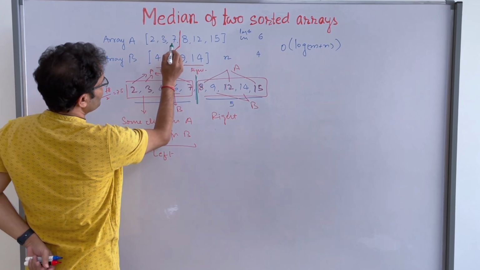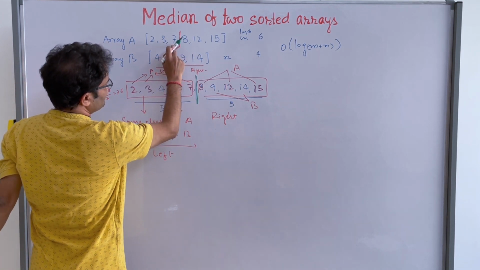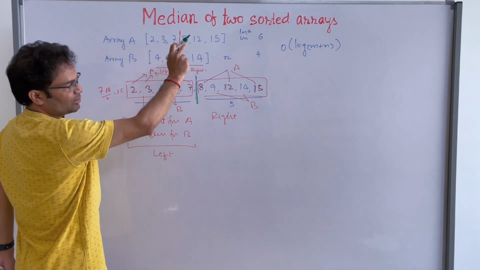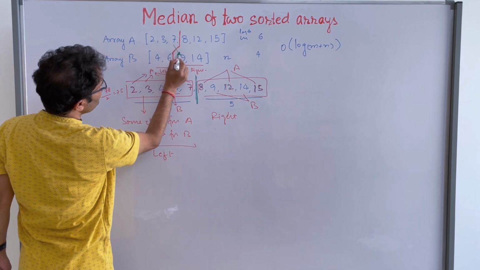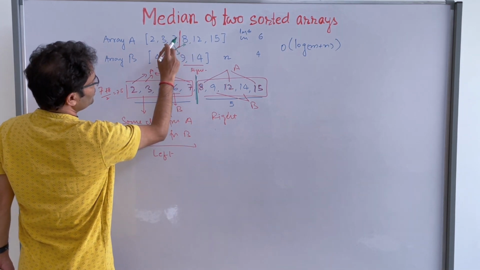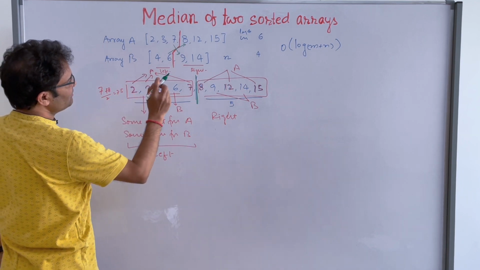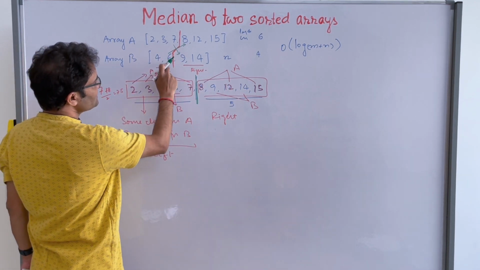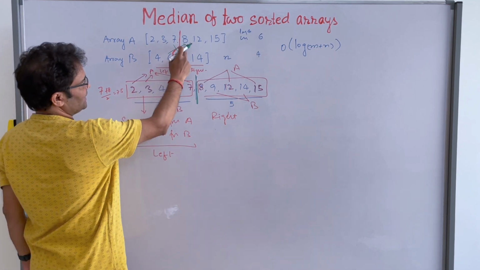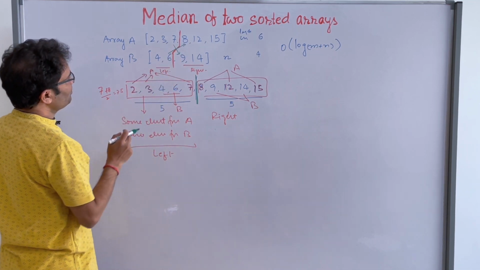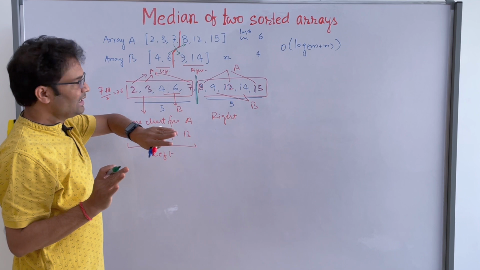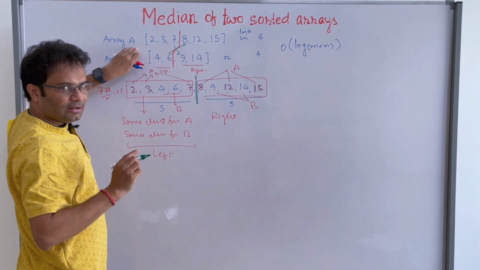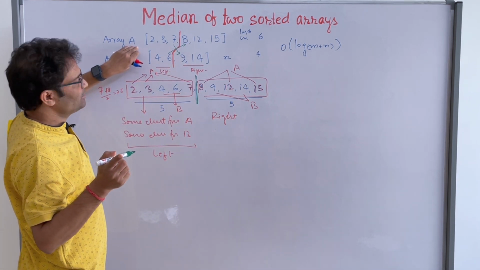Okay, and no need to check because 7 must be lesser than the 8, because this is sorted. So you have to compare between these two elements. So this 7 must be less than the 9, because 7 is part of the left side, and this 6 must be less than the 8. So you have to compare the left side array of A. What is the maximum of the left side?